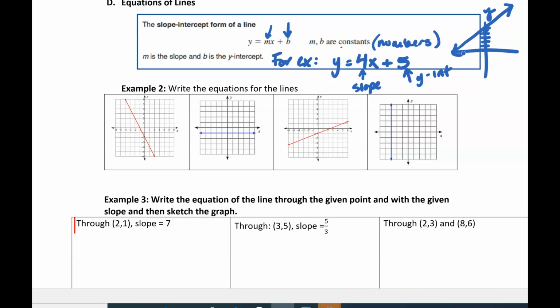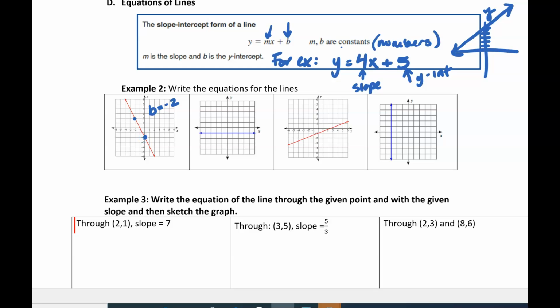So let's write the equations for these lines. We're going to try to identify the slope and the y-intercept. The y-axis is this vertical axis. We're going to see where it crosses. So the y-intercept for this first one, we're going to say b equals -2 because it crosses at -2. And then let's just use that point and find one other point that we can use to find the slope. So maybe like right there.